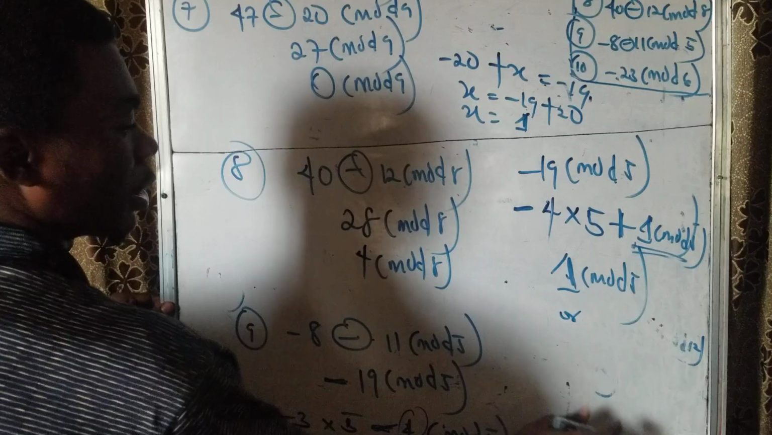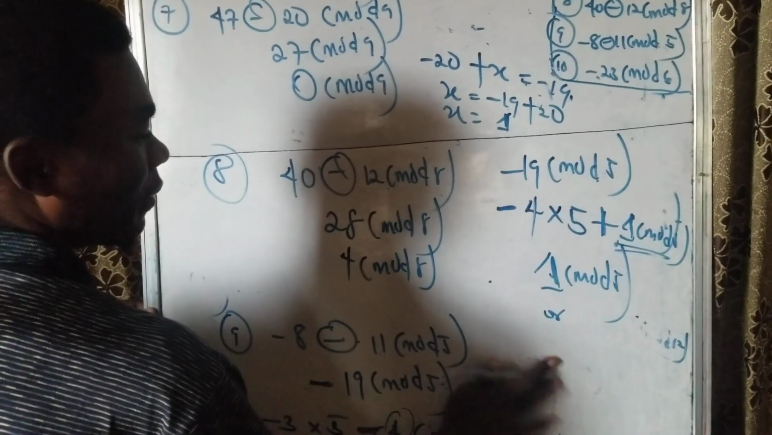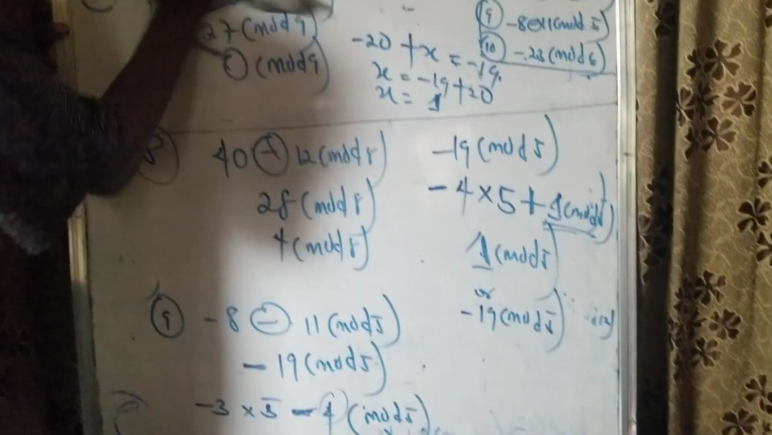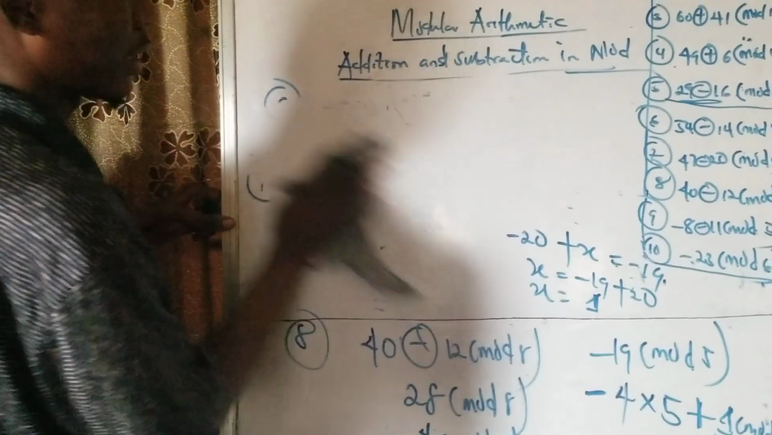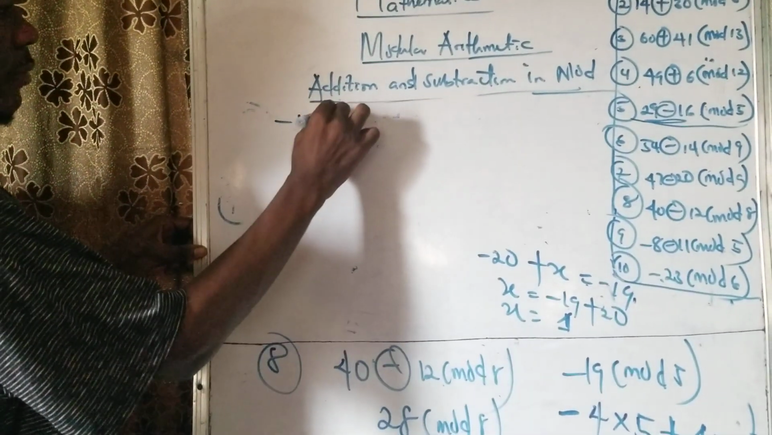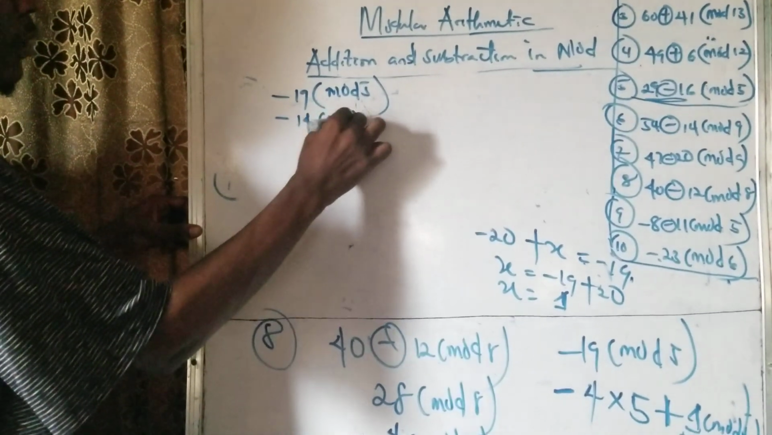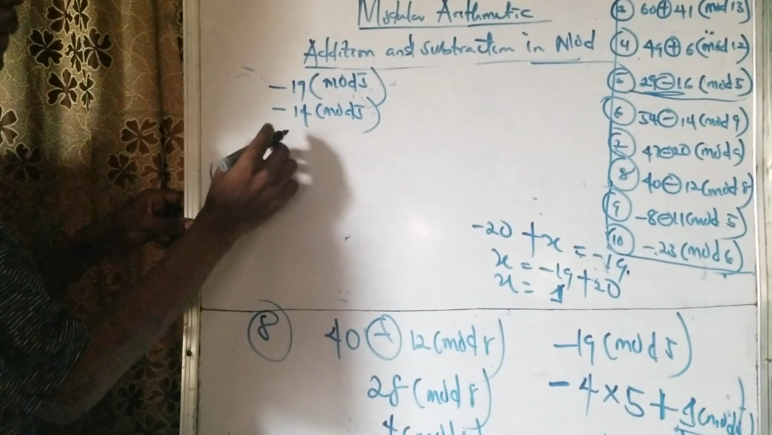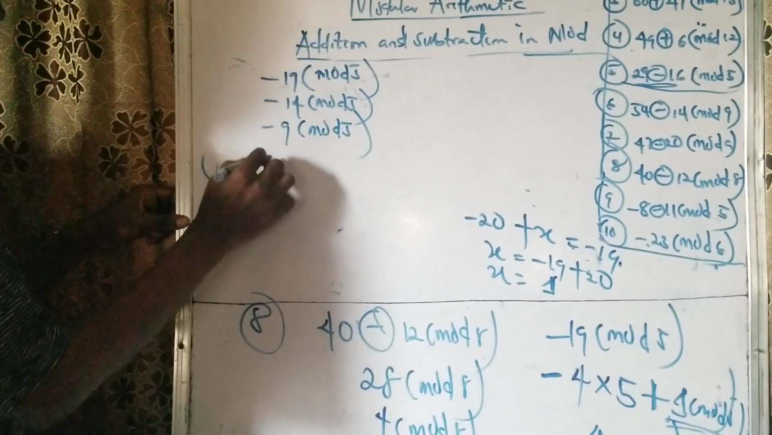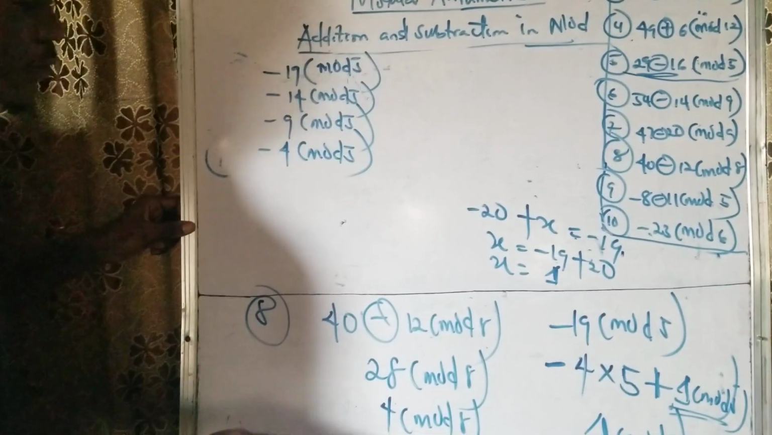Or the last thing we can also do is that since I told you that there can never be a negative, what will you do? You can take minus 19 plus 5. So you are having minus 19 mod 5. Let me write it up so that we can all see that. So here we can just say minus 19 mod 5. Minus 19 plus 5, that's minus 14 mod 5. Minus 14 plus 5, that's minus 9 mod 5. Minus 9 plus 5 will be minus 4 mod 5.